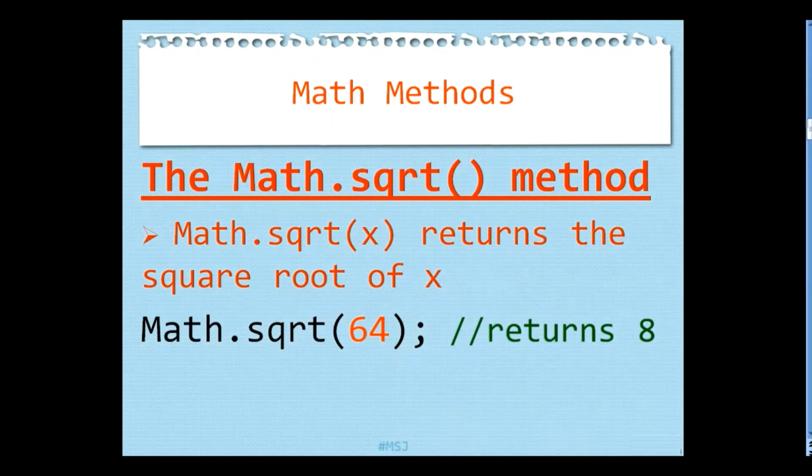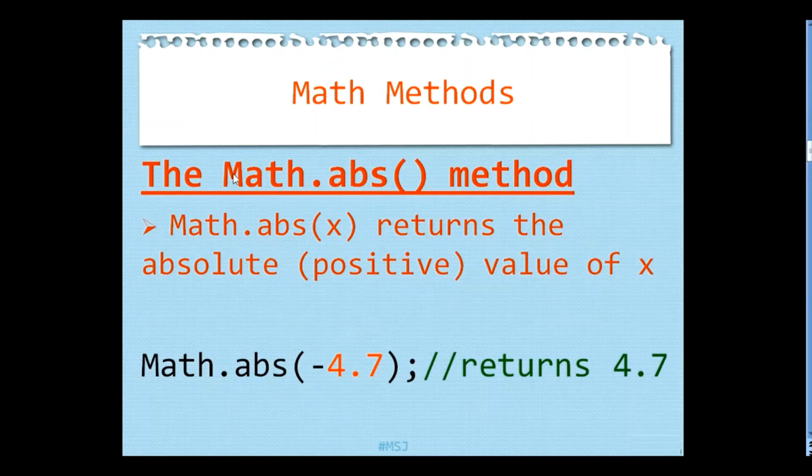One more method, ABS, Math.abs. It returns the absolute value or positive value of a certain number x. Math.abs of minus 4.7 returns the positive value of minus 4.7, which is 4.7. So in this way, if we want to get the positive value of a given number, then we can use this method called ABS. Now run this program.